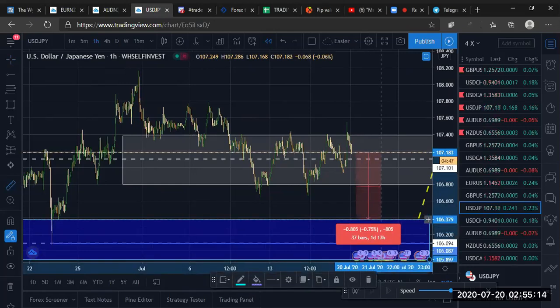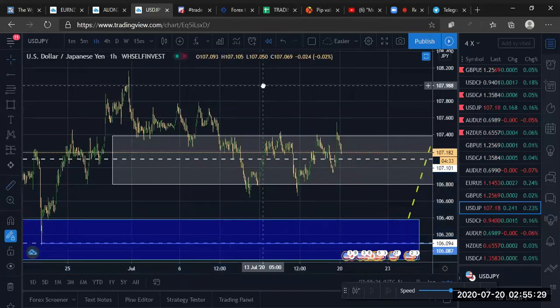I don't have any sales right now to look at. But if I do get a sale signal and it's down to my area, then I'm definitely taking it because this is a good area of what I'm paying attention to. So that's UJ.